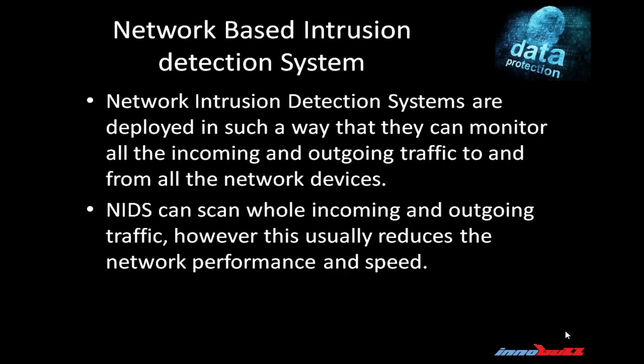The first one is network intrusion detection system. Network intrusion detection systems are deployed in such a way that they can monitor all the incoming and outgoing traffic to and from all the network devices. Network intrusion detection system can scan the whole incoming and outgoing traffic. However, this usually reduces the network performance and speed.